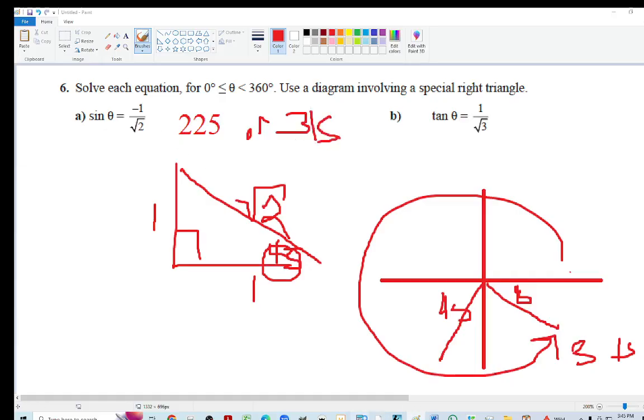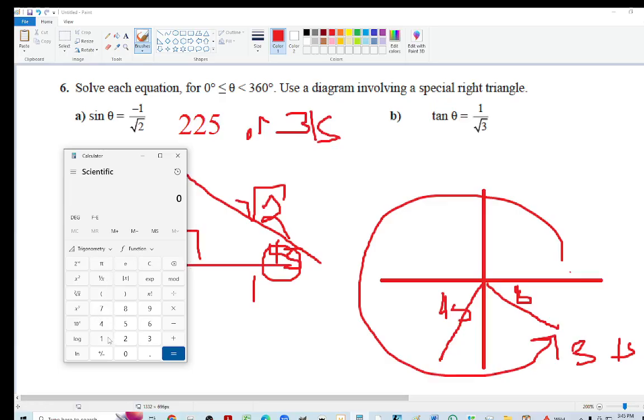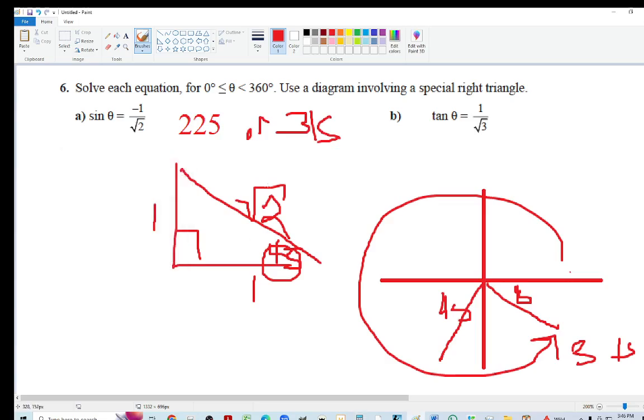As we found out before, we can easily prove this. What's 1 divided by square root of 2? It's 0.707. So the big question is, does the sine of 225 come out as negative 0.707? It does. Does the sine of 315 come out as negative 0.707? It does. So there you go, those two possible answers. Now let's look at this one. Well, it's positive.